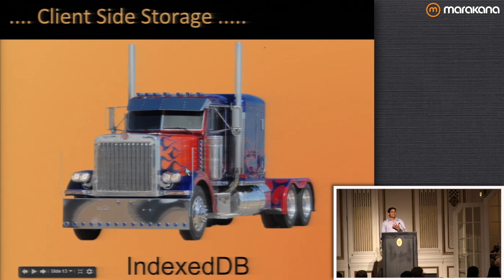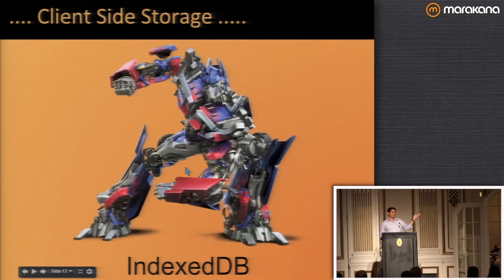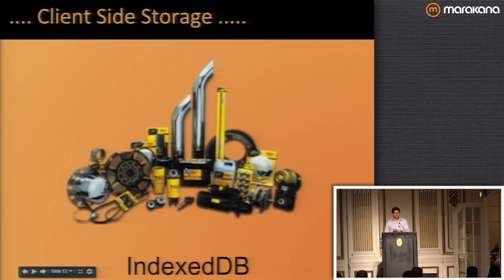So IndexDB wanted to be something like this. Any guesses on what this is? It's a truck, okay. But people wanted it to be this, Optimus Prime. They wanted IndexDB to be a convertible, super powerful robot. But there are a lot of people who think that IndexDB is this. It's just a collection of truck parts. It's not a whole system on its own, and it's not usable at all.